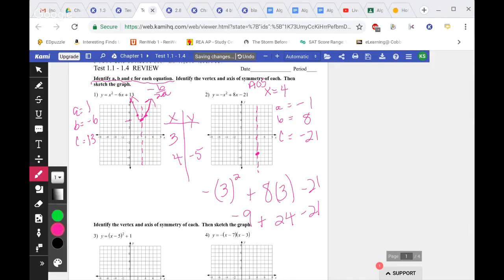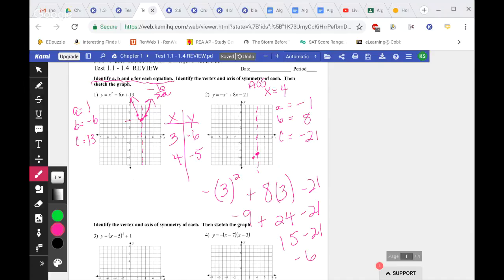So negative 9 and 24, that's going to be 25 minus 21. Is that right? Did I do that right? No, I did that completely wrong. That's 15. My bad. 15 minus 21, which is negative 6. I'm sorry about that. Okay, so it's a plus 3 and then down 6.